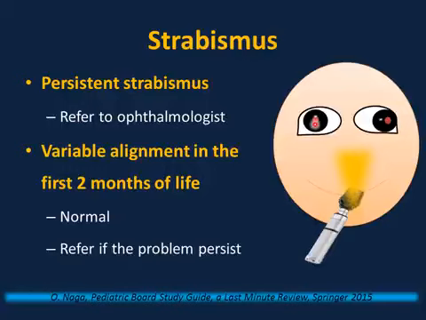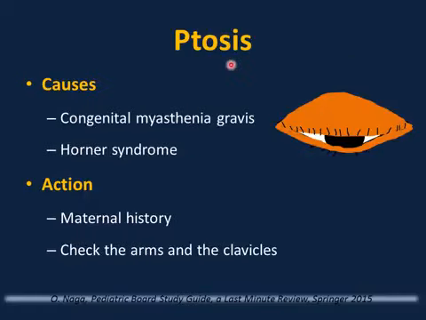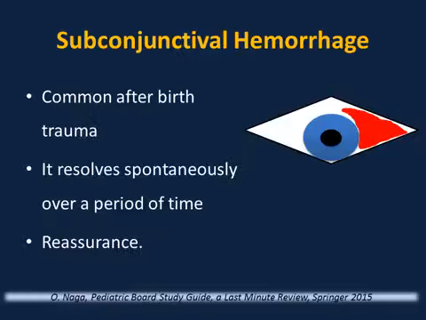Also very important to have the red reflex equal in both eyes. If it's brighter in one eye than the other, also refer to a pediatric ophthalmologist. Drooping of the eyelid, or ptosis, is caused by congenital myasthenia gravis and Horner syndrome. So a good maternal history will help you with the diagnosis of congenital myasthenia gravis. Checking the arm for possible brachial plexus injuries and the clavicle for fracture will help with the diagnosis of Horner syndrome. We'll discuss more details about brachial plexus injuries in the next few slides.